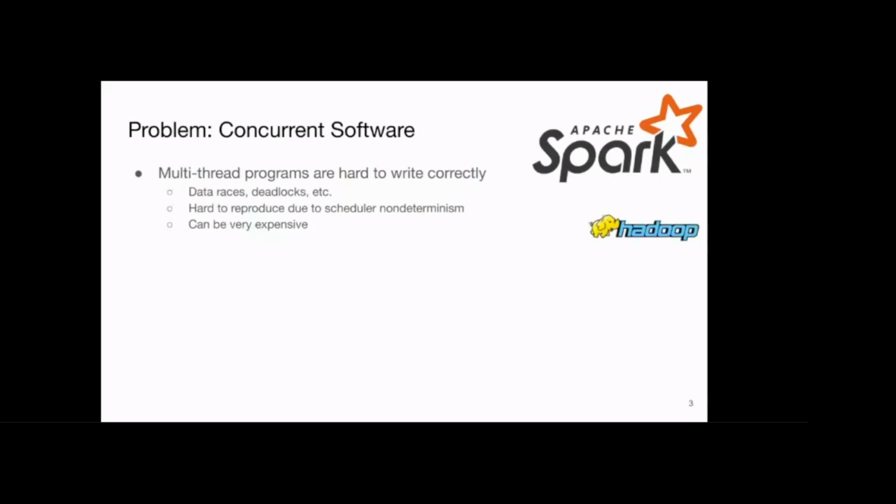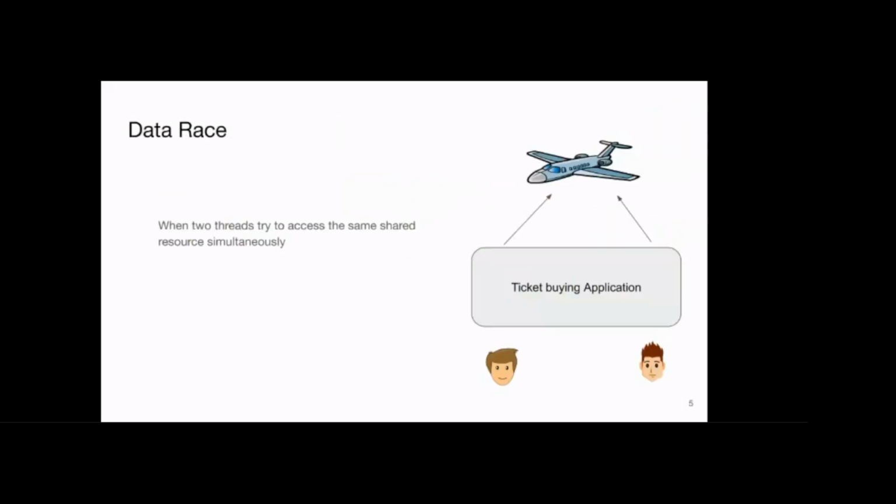So there's a lot more concurrent software these days. It's probably not a surprise to anyone. And an issue with concurrent software is that these multi-threaded programs are difficult to write correctly. There's bugs like data races and deadlocks, and particularly, they can be very hard to reproduce since they're often dependent on the specific interleaving. So they're non-deterministic, meaning that during testing time, it's hard to manifest these bugs sometimes. And they can be very expensive to fix.